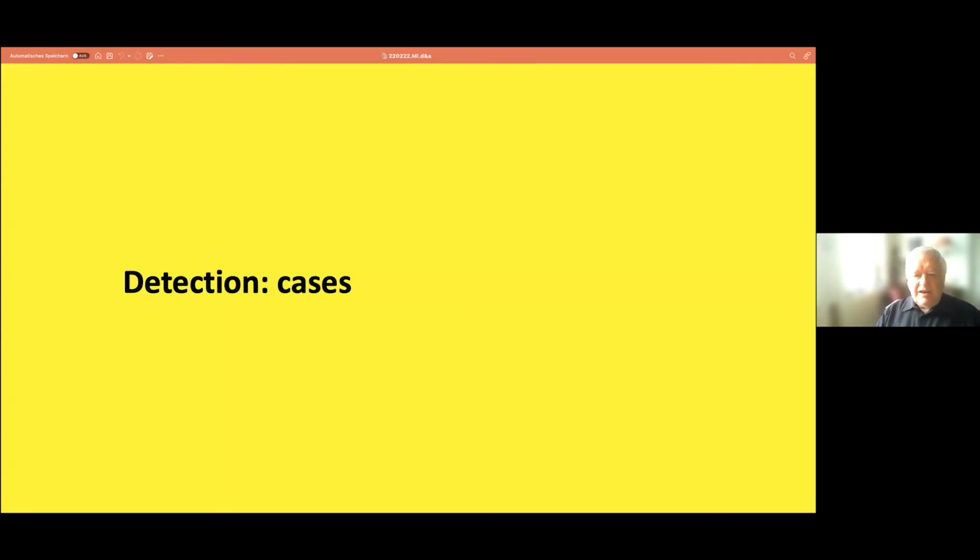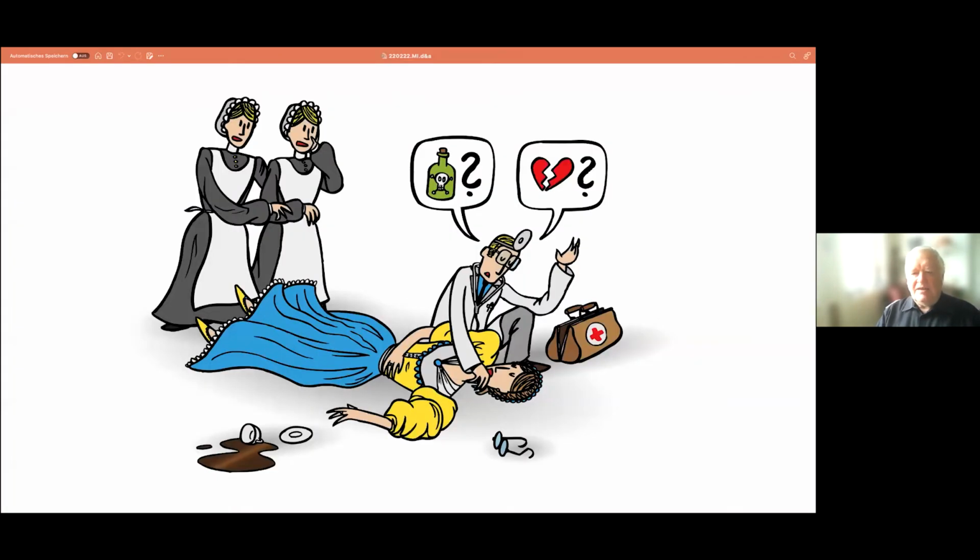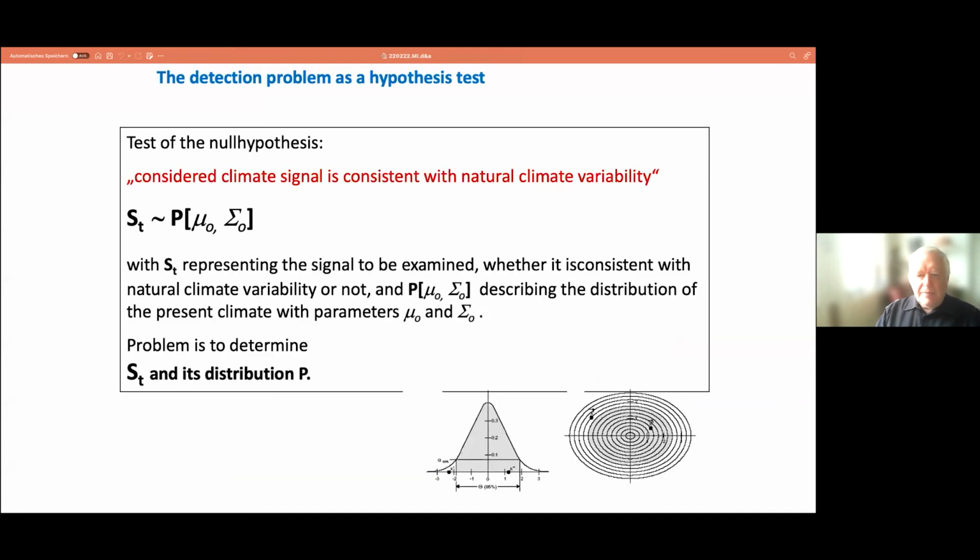Now let's go to the detection and attribution cases. So now it is the task of the doctor who has to decide, is it a natural cause or is it not? And so we do that by using a test of a null hypothesis.